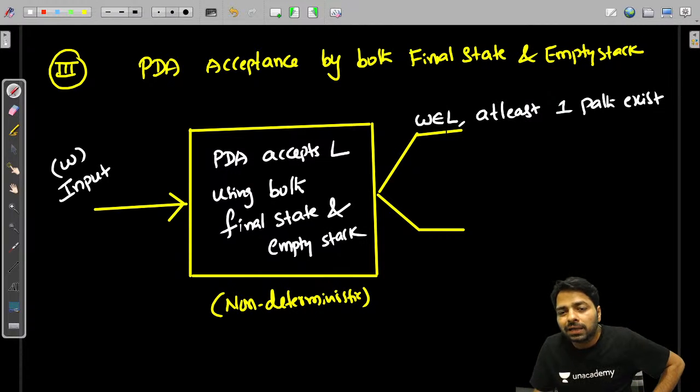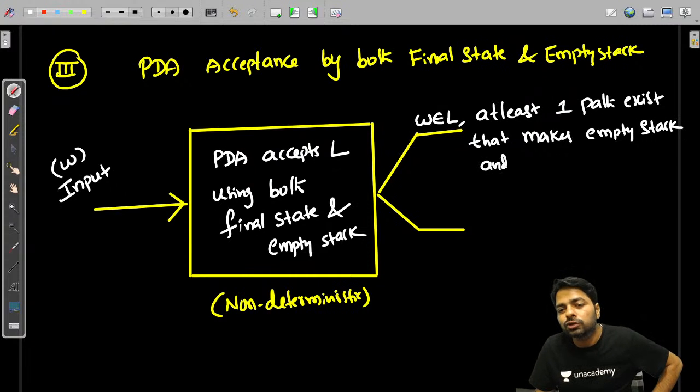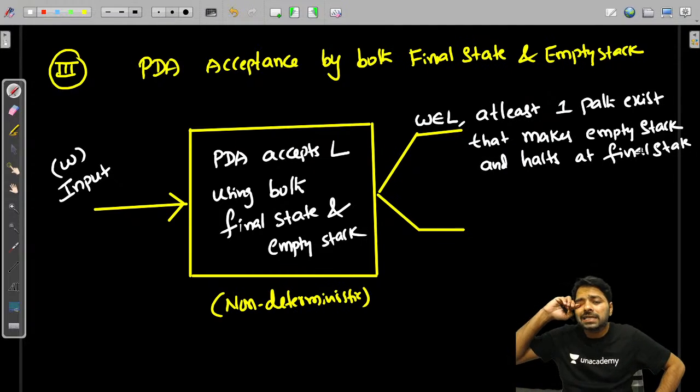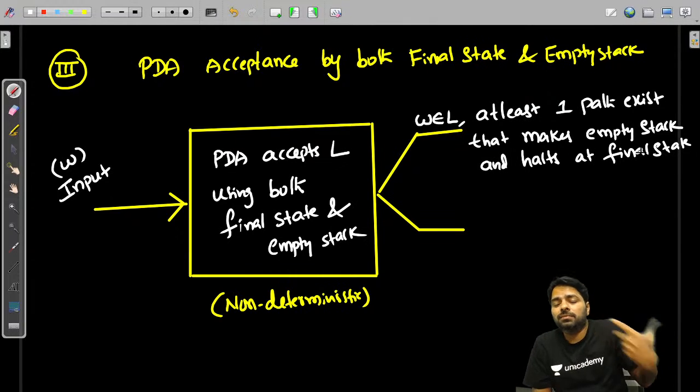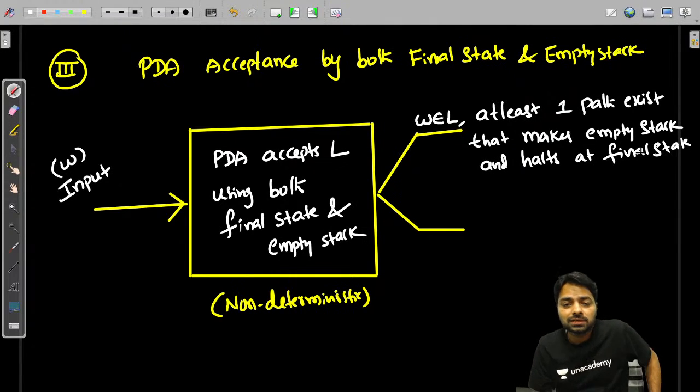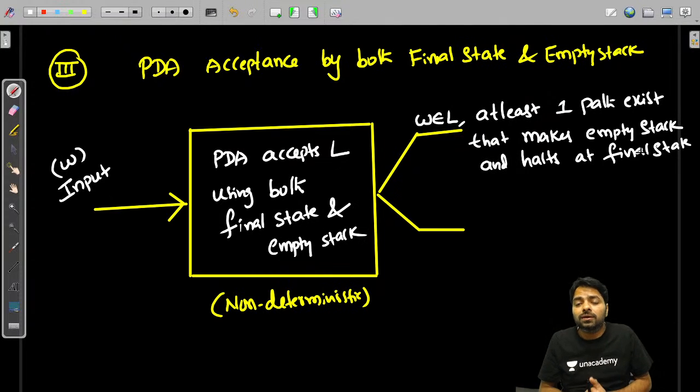And at least one path exists that makes the stack empty and halts at final. Both should happen now. If only one thing is happening, I don't care. You are halting at final state but the stack is not empty, then this mechanism is not going to accept such strings. This mechanism is different from the previous one, but both are equivalent. Whatever you can do here, you can also do in the previous mechanisms too.